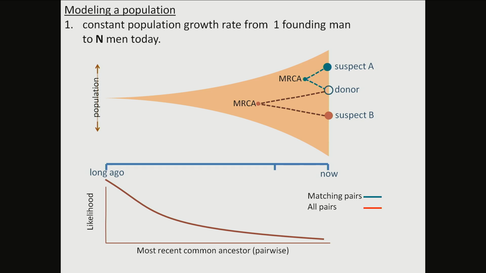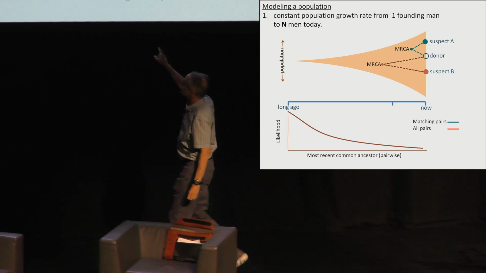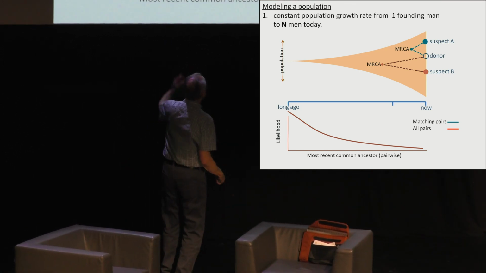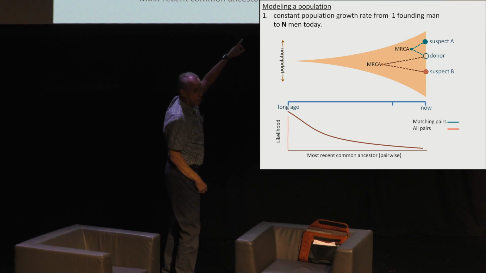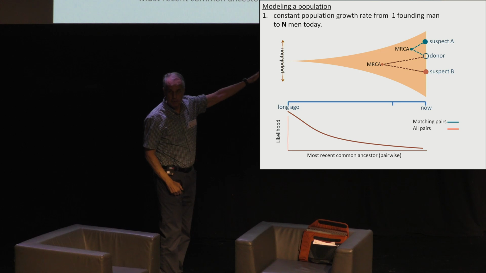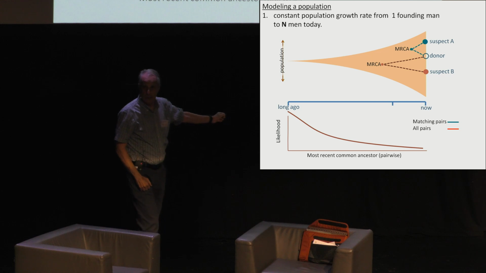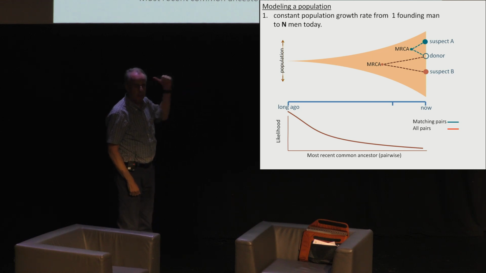And we wonder what the picture is about the time scale for the MRCAs. Well, if we just look at the most recent common ancestor independent of matching, the curve might be something like this, because part of it's obvious. If you think of any 2 random men in modern day, it's 50-50. It's a 50% chance that they're descended from different sons of the progenitor. So there's a 50% chance that their MRCA goes all the way back to the first guy. So clearly, MRCA is dominated by ancient history.